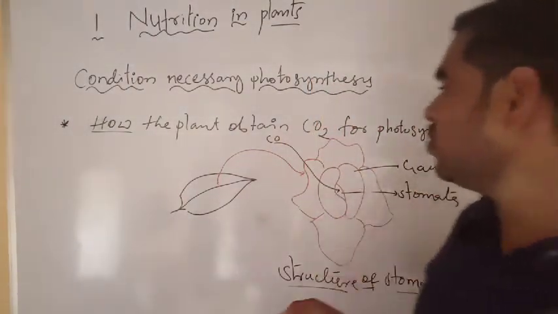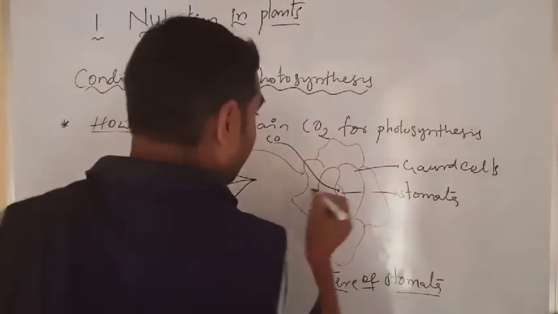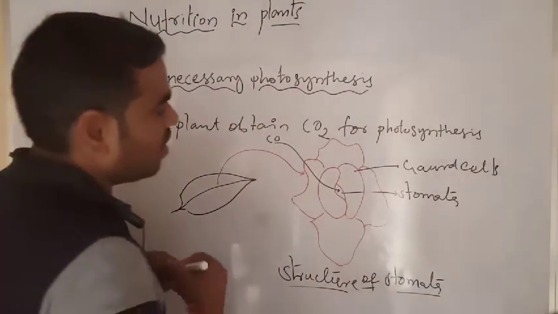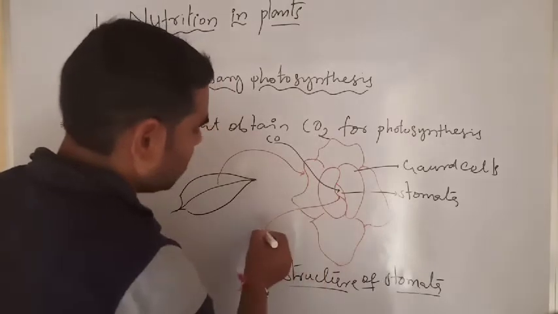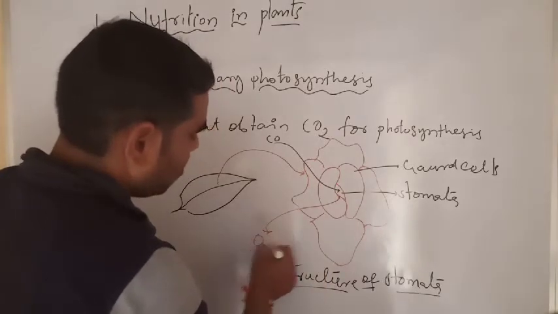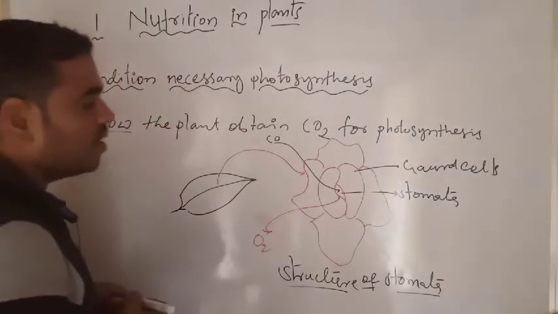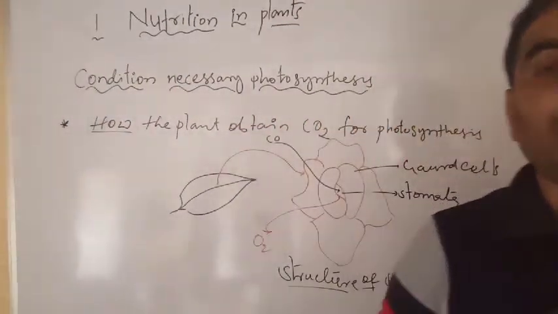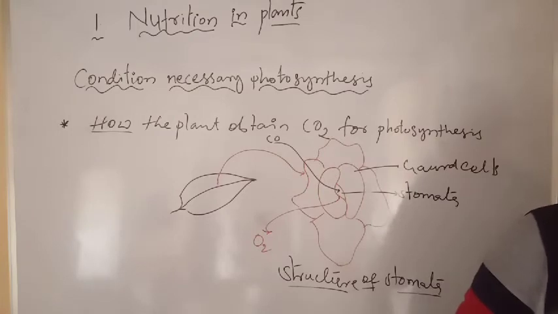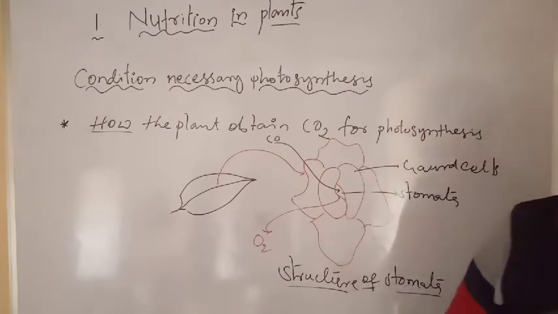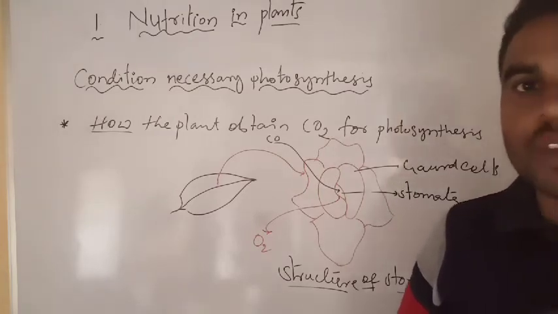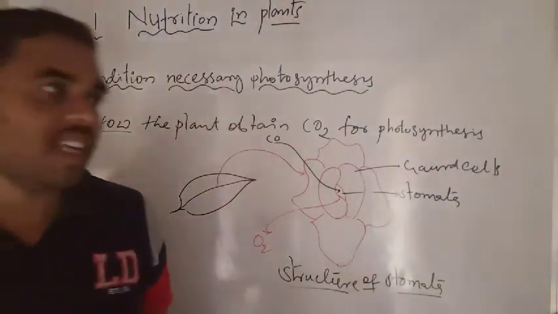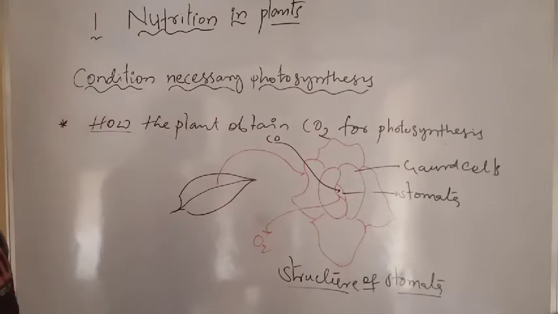See, here also the main function of stomata is getting the carbon dioxide and releasing the oxygen into the atmosphere. This carbon dioxide helps in the preparation of food in the leaves. That's why we call the leaves the kitchen cells, where chlorophyll is present.